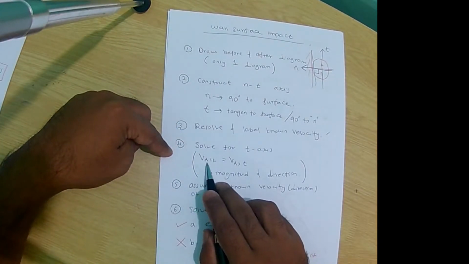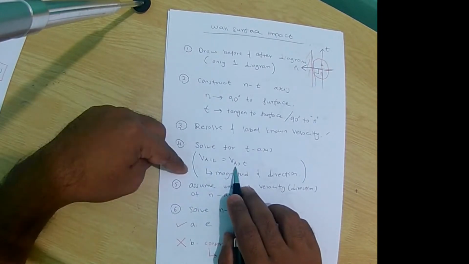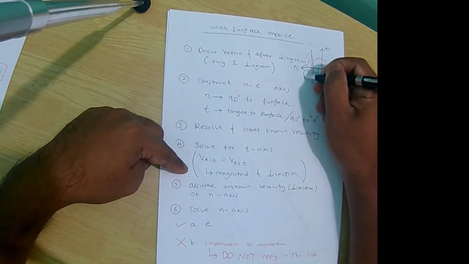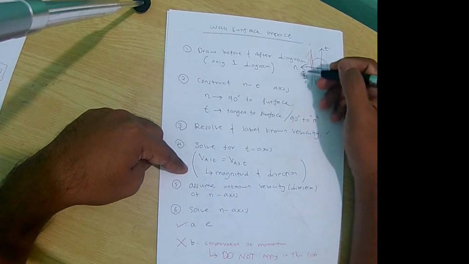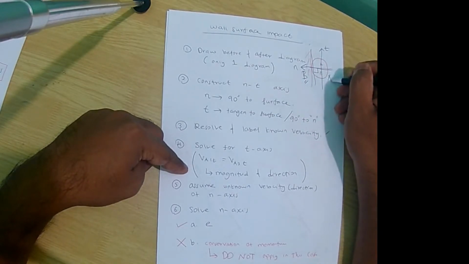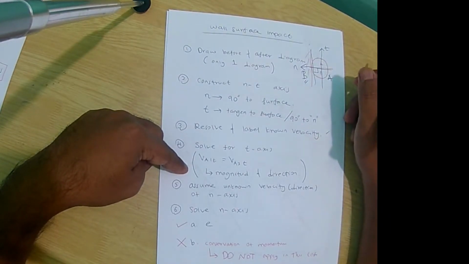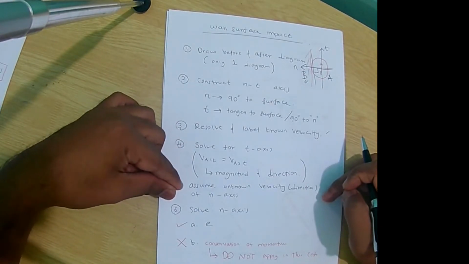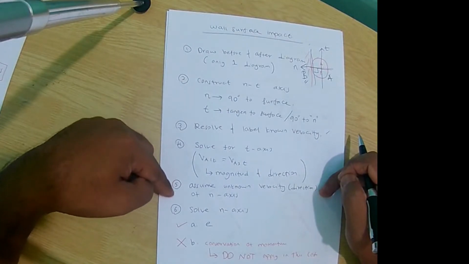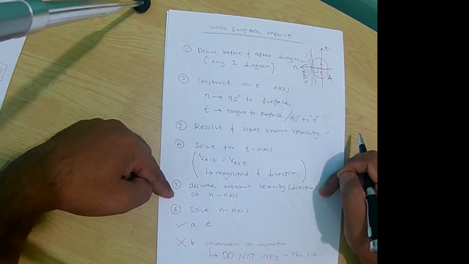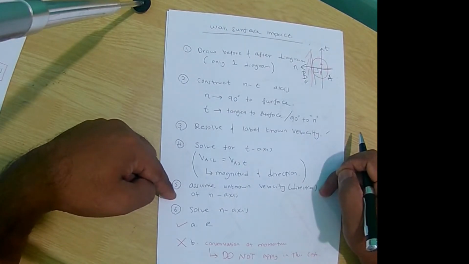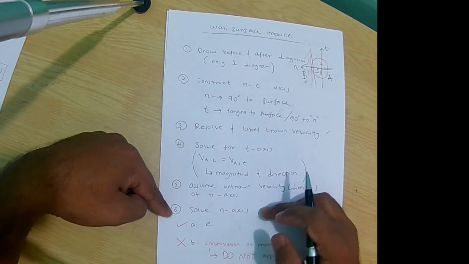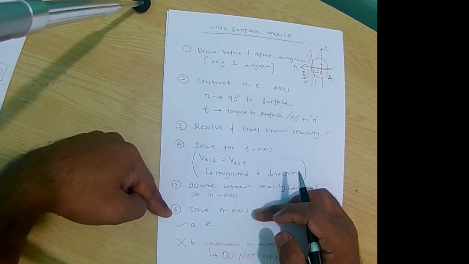Here we only have VA and VA, because for the other component, B, you can consider this is B, the wall is not moving, so the velocity is 0. So this is the only component that is moving, which is A. After that, we assume the direction for the velocity that we didn't know in the n-axis, and then you can solve using this equation.